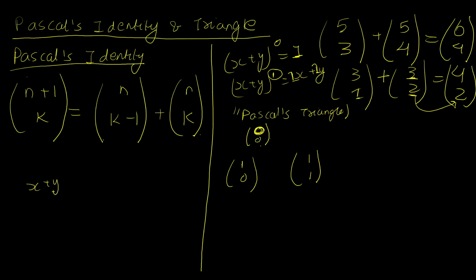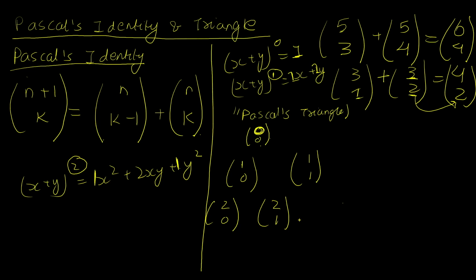Similarly, if you consider x plus y whole squared, this will give me x squared plus 2xy plus y squared. So these three terms, 1, 2 and 1, relate to the second power of my binomial expansion. So that will add one more layer in my Pascal's triangle. So the first term will be 2 choose 0, the second term will be 2 choose 1, and the third term would be 2 choose 2. And let me do one more layer to clarify the point.